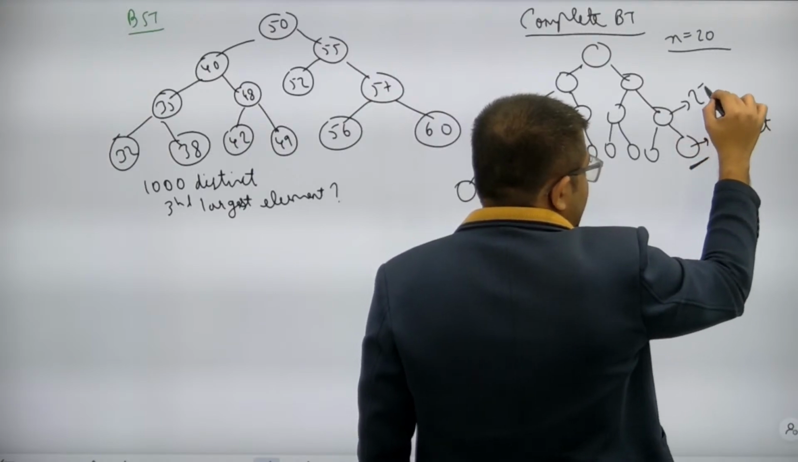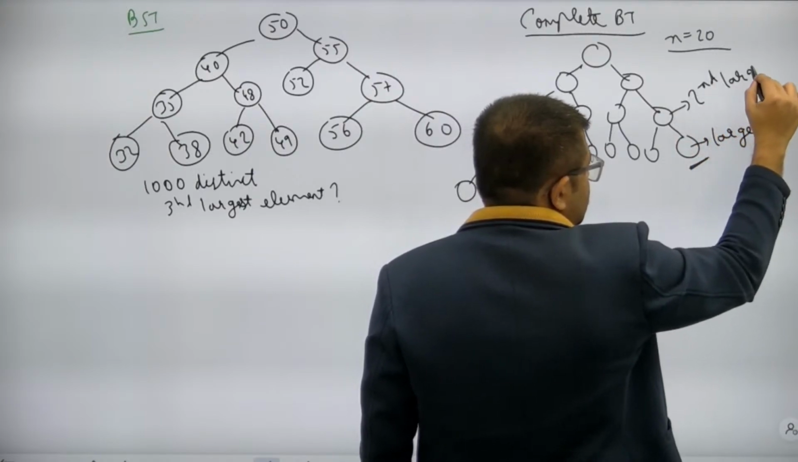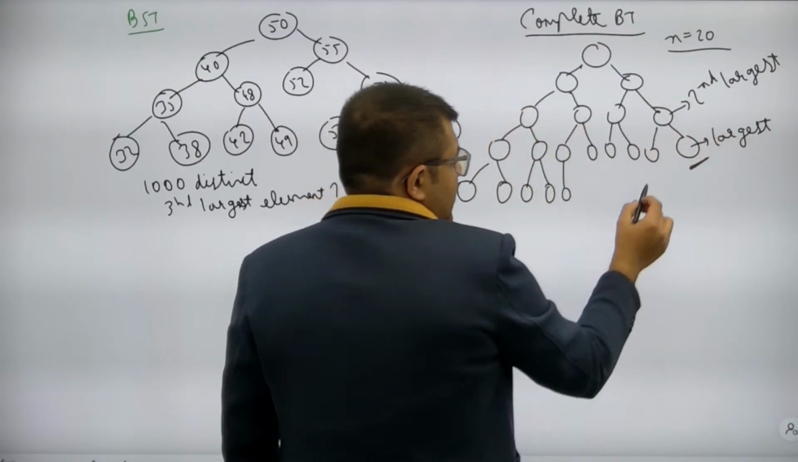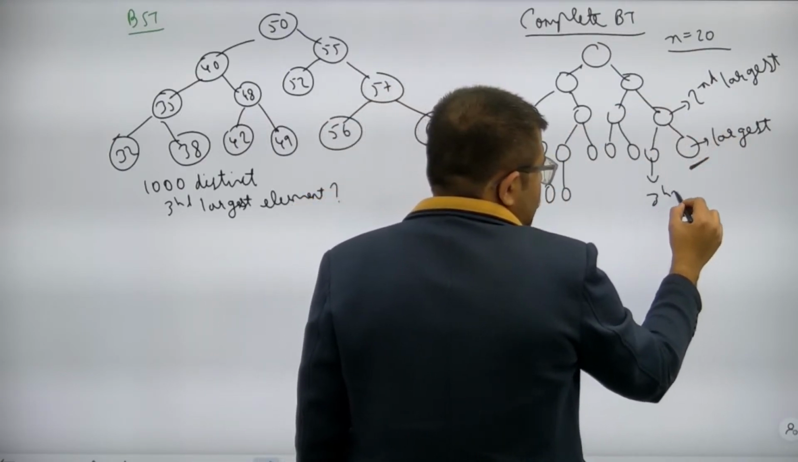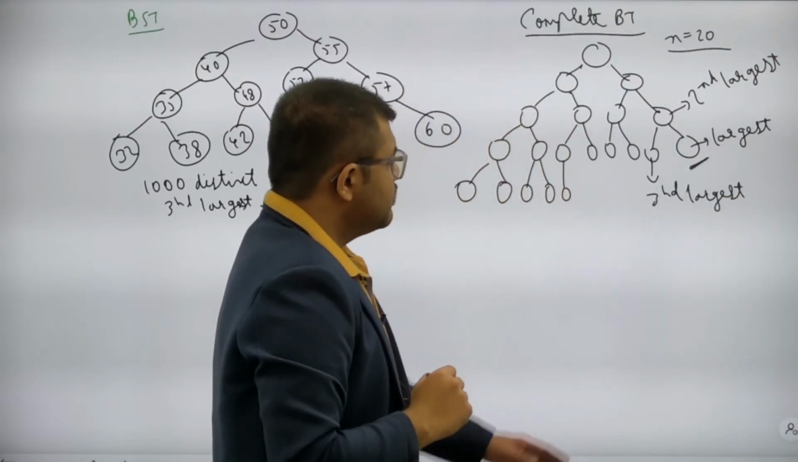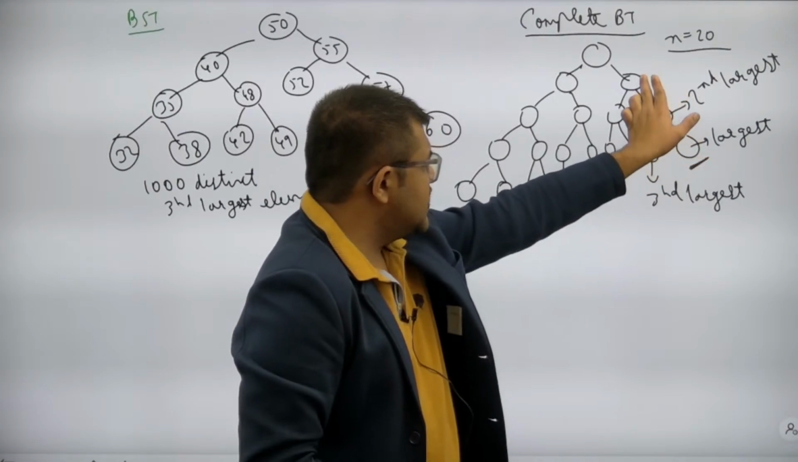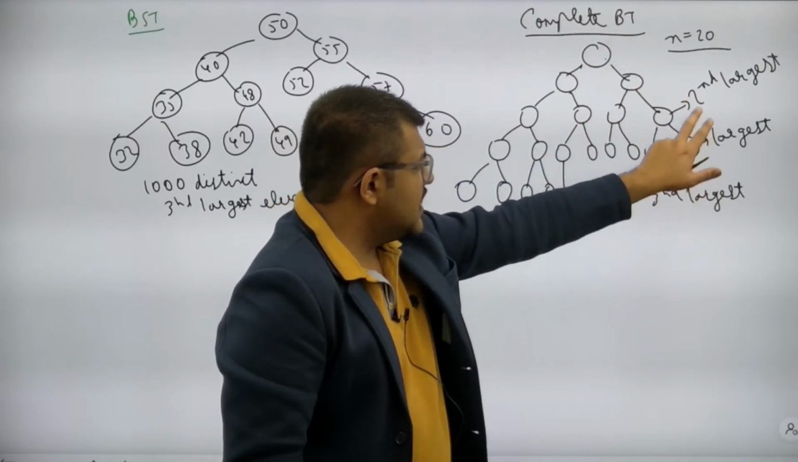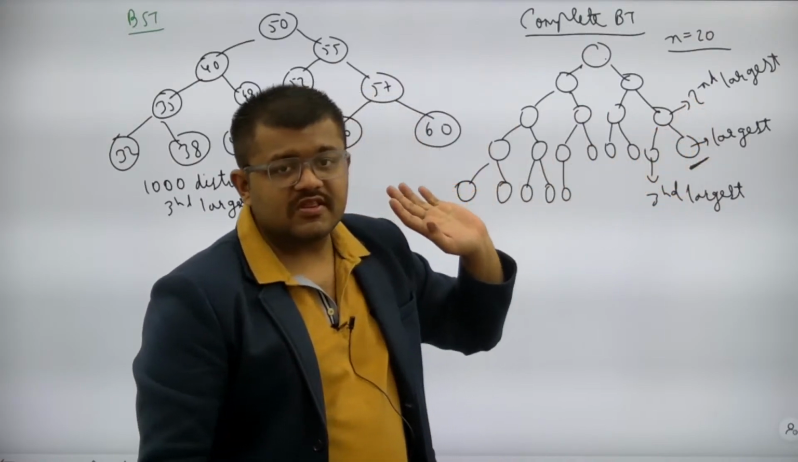This will be the second largest value, because on the right hand side of it only this node is there, and this will be the third largest value. Yes or no? Because these three nodes are on the right side of this, which is on the right side of this. So ultimately this is the largest, this is the second largest, and this is the third largest.